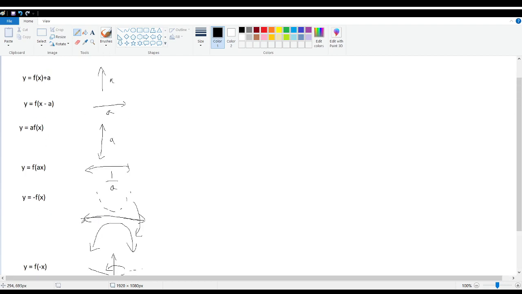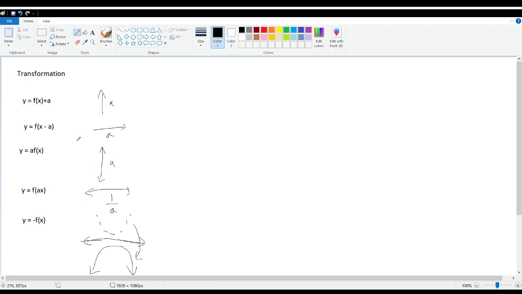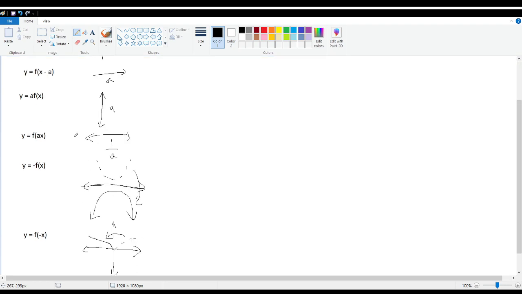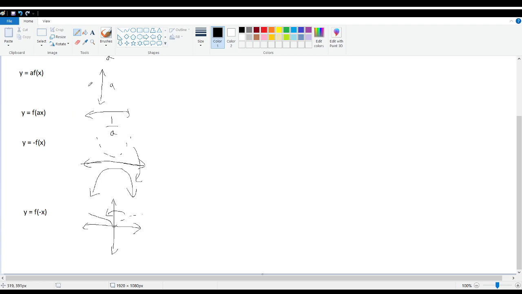Alright, I'm just going to let you take some time to absorb this. It seems relatively easy, right? Alright, let's move on. There are some questions that will ask you to describe the transformation. So let's say, describe the transformation from y equals x squared to y equals x squared minus 4x plus 3. So how do you do this?